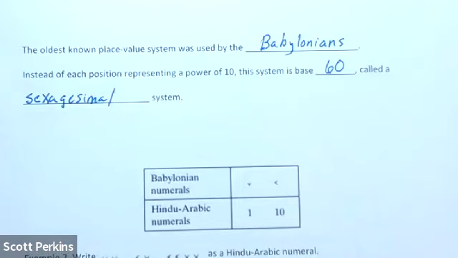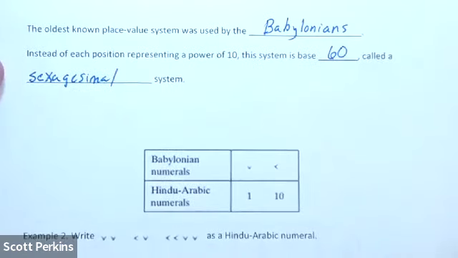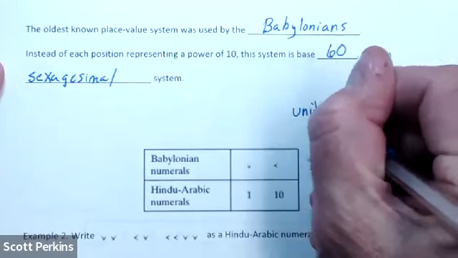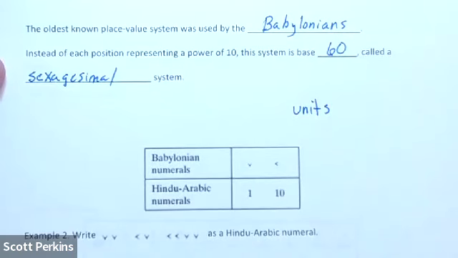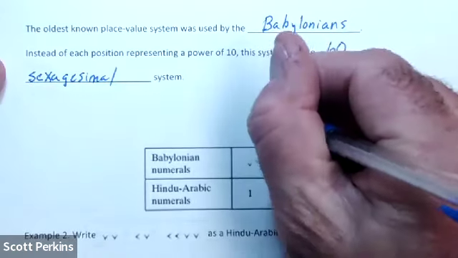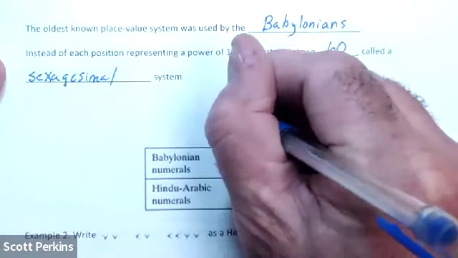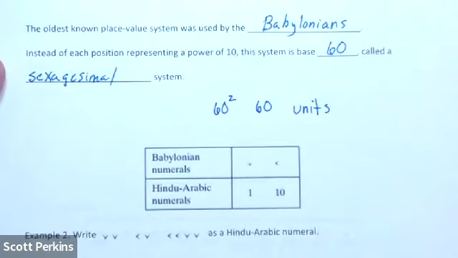So now instead of the places being represented by your units and then your tens and then your 10 squareds and 10 thirds and 10 fourths, the way the Babylonians used numbers is, again, their rightmost position would have been their units. But now as they go to the left, they're not base 10. They would not have been groups of 10. Their next one would have been groups of 60. Then their next place would have been groups of 60 squared or 3,600.